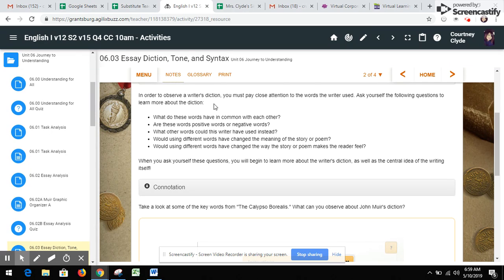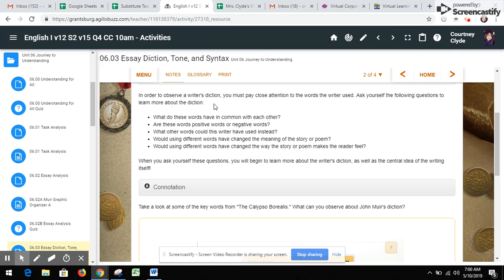So it says, in order to observe a writer's diction, you must pay close attention to the words the writer used. So I'm going to give you an example. Remember when we first read, in paragraph 1, I think there's 6 paragraphs, right? In paragraph 1, I pointed out to you that he didn't just say he saw multiple different types of trees. He took the time to list out these specific types of trees, right? Remember there was ash and I think there's a willow. And so what that particular diction shows you, remember I said, is his respect for nature, right? Because he took the time to observe and appreciate each individual type of tree.